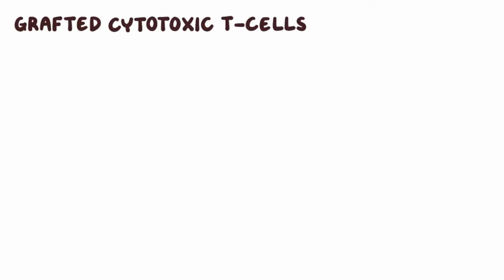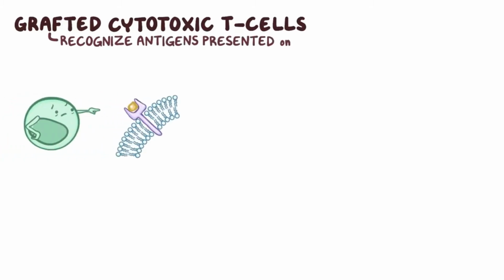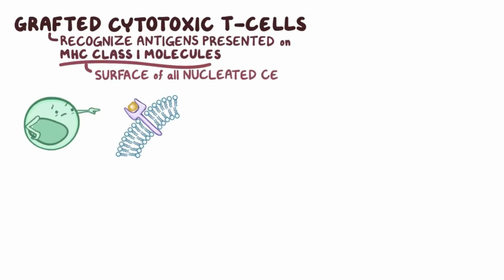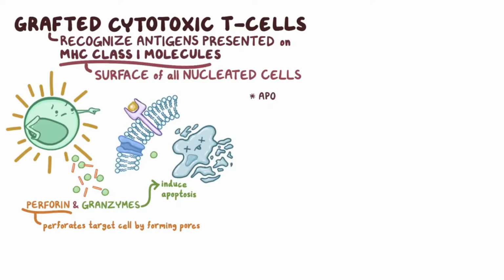In addition to helper T cells, there are also grafted cytotoxic T cells circulating in the area. These cytotoxic T cells recognize antigens presented upon MHC class I molecules, which are on the surface of all nucleated cells in the host body. As before, if these antigens are seen as foreign, the cytotoxic T cells get activated and start secreting perforin, which perforates the target cells by forming pores, and granzymes, which enter the cells and induce apoptosis, or programmed cell death.